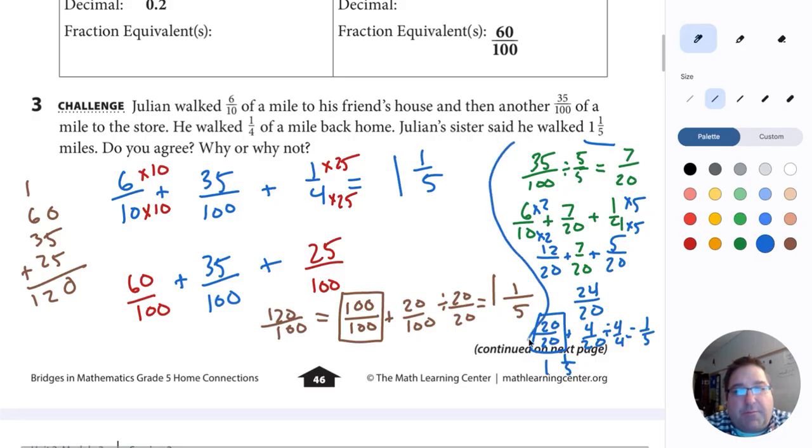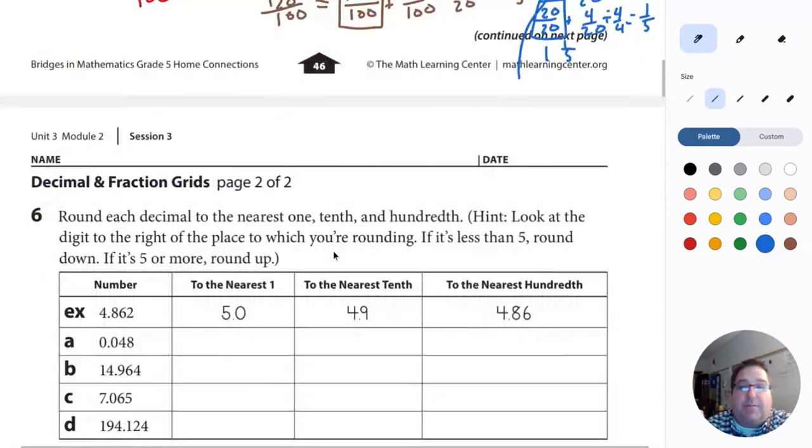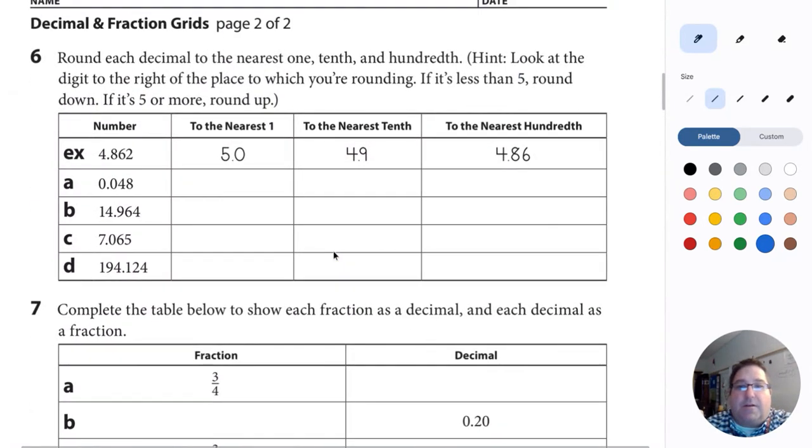I just want to show you a couple ways that we could kind of work through this one. So, do we agree? Yes. And then why or why not? You kind of have our work here to show us why it's right. So, and again, anyway, just reviewing getting common denominators. On our next page, we are looking at doing some rounding.